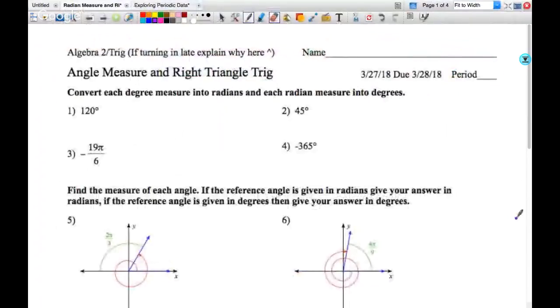And we are live. All right, this is going to be the angle measure in right triangle trig homework help video. We start with a couple of problems that ask us to convert each degree measure into radians and each radian measure into degrees. In order to do this, we need to memorize one conversion ratio, and then we'll just use it to convert everything else.